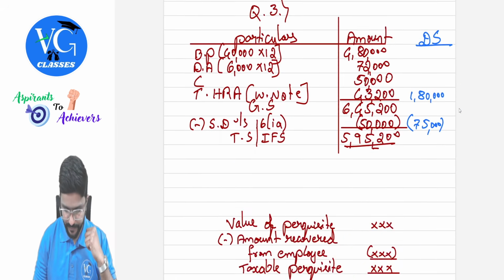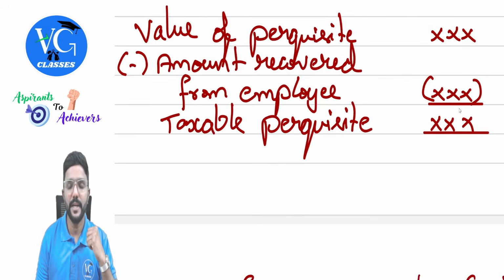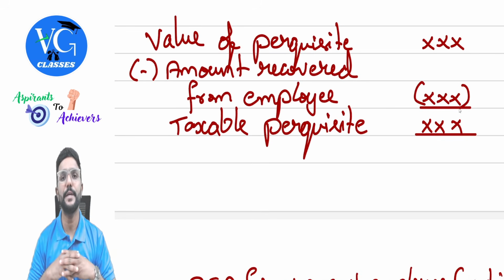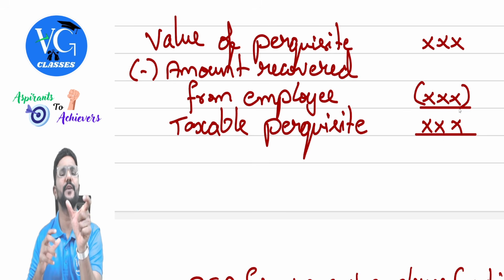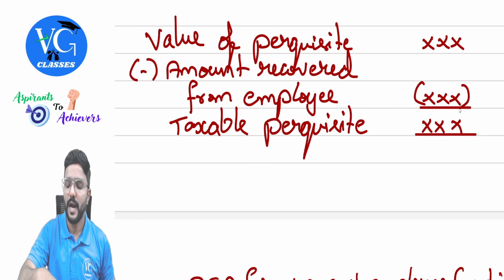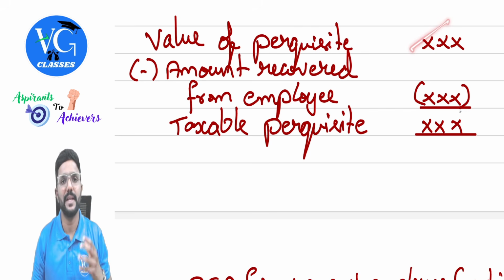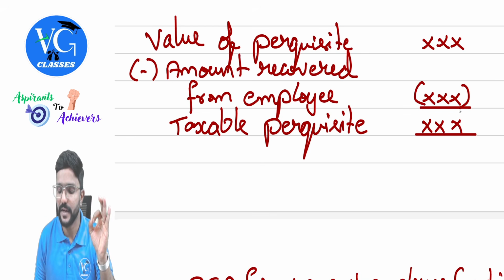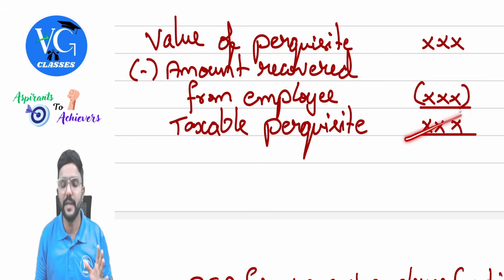I've just given here the format. For any perquisite, we need to see it, guys. Whenever any benefit is given by employer to employee, we need to check what is the value of that benefit or perquisite. And once we derive it, check whether employer is recovering any money from employee. If yes, reduce it. And the remaining will be taxable as perquisite under the head salary.